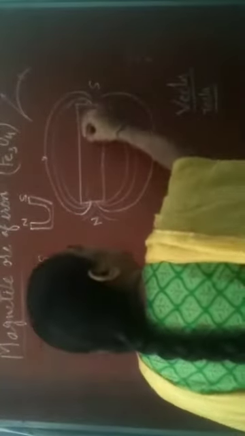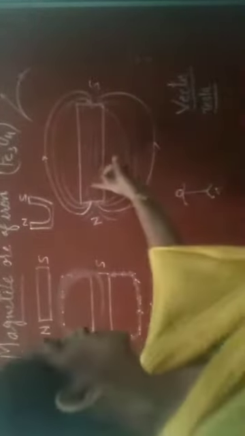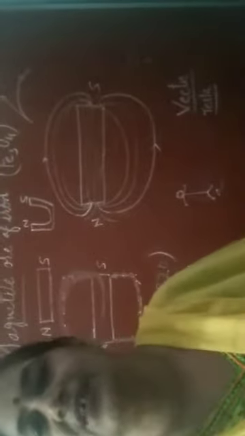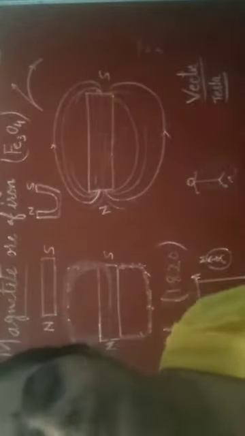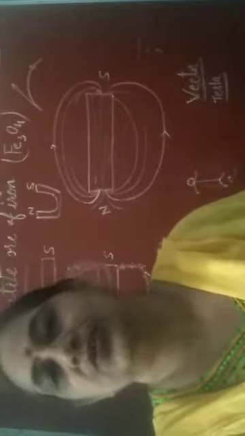You see inside the bar magnet, the lines, if you will complete with dotted lines, you can see these lines are parallel lines. So these parallel lines show the magnetic field inside is uniform. Non-parallel lines show the magnetic field is non-uniform.